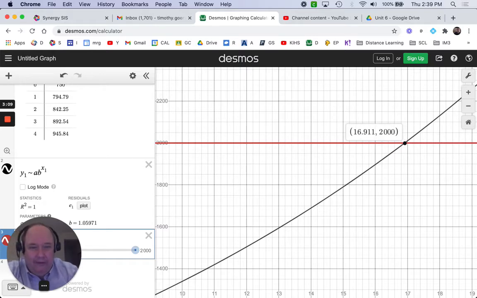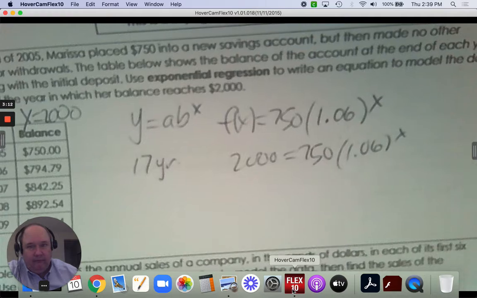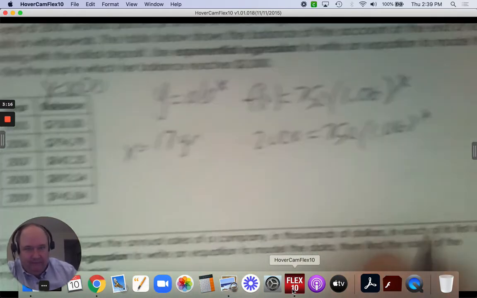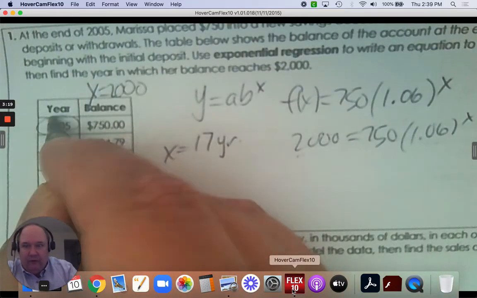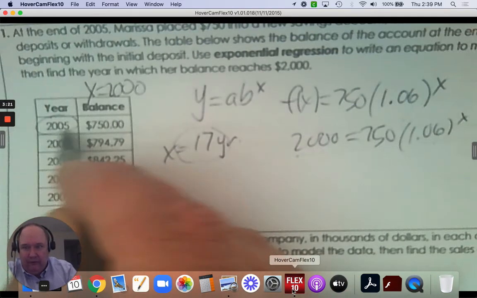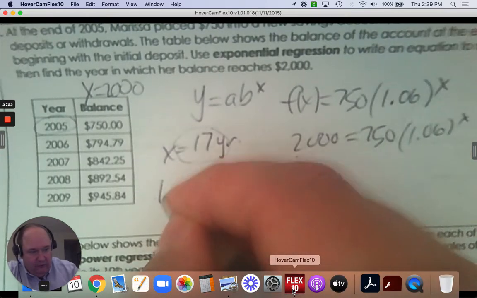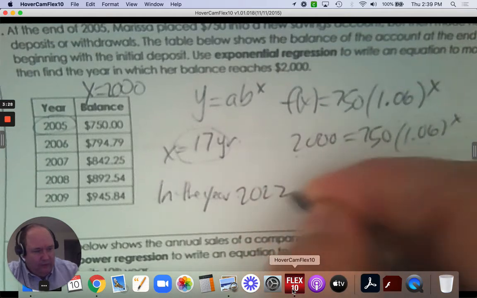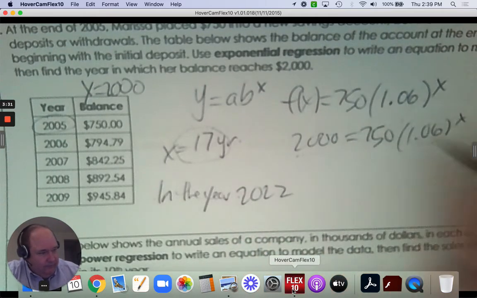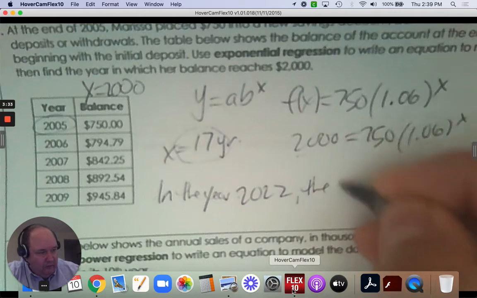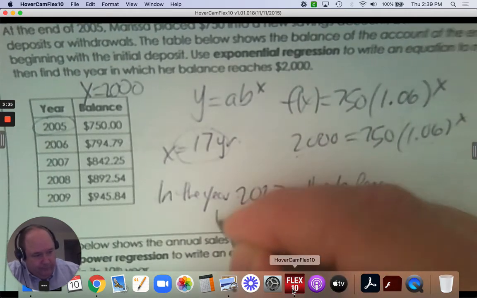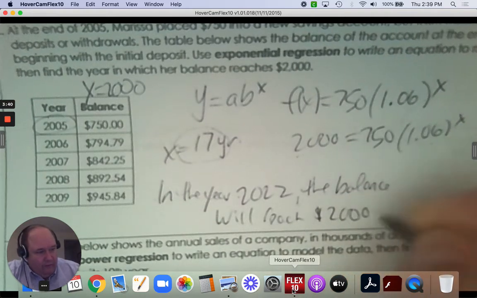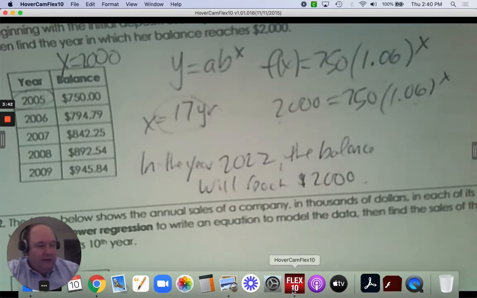Then we still have to think just a little bit. So we solve this. X is equal to about 17. And then this is where we started. So I have to go 17 plus 2005. So in the year, Adam, was that 2022? The balance will reach $2,000. Done. All right, story number 2.